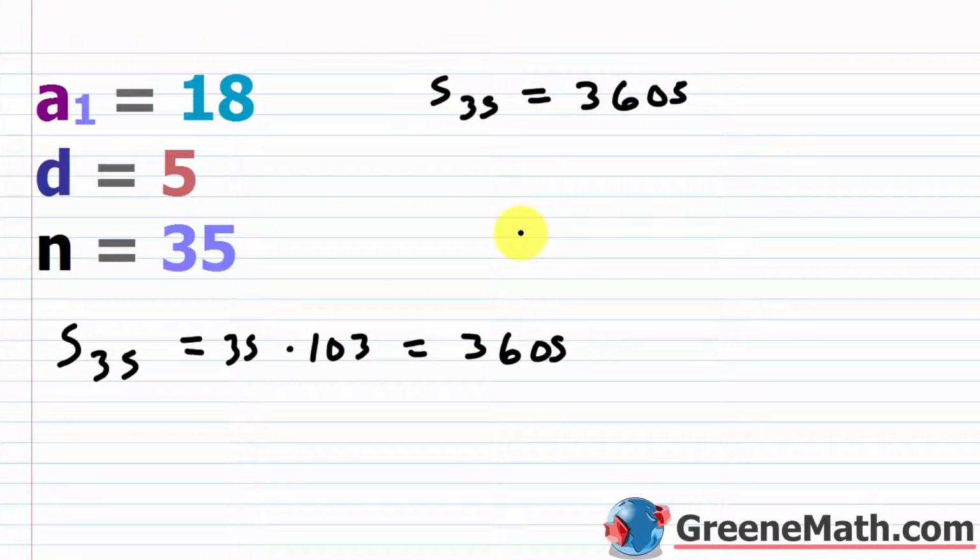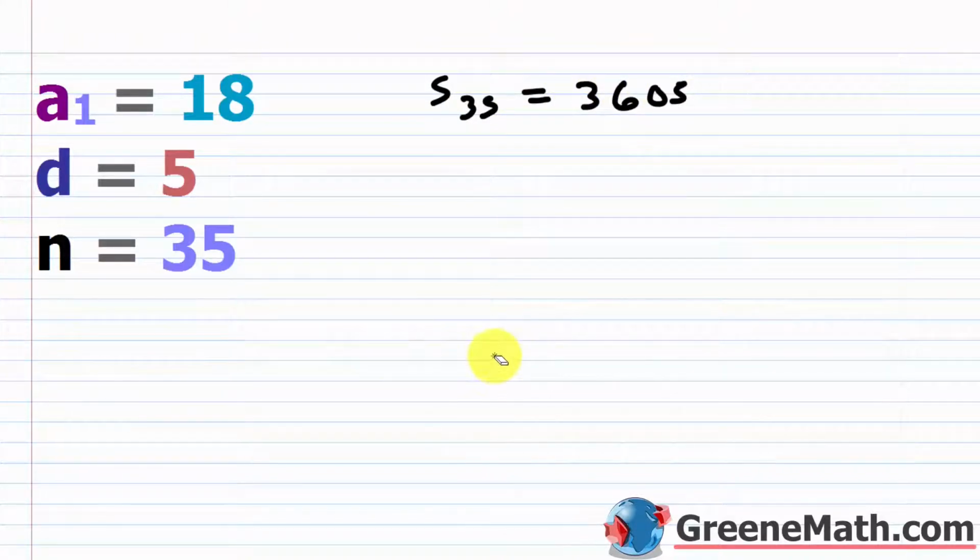So essentially, this is the result from adding the first 35 terms of this sequence that starts with an a sub 1 of 18. Okay, so that's your first term. And then your common difference is 5. So the next term would be 23, and that would be 28, so on and so forth.